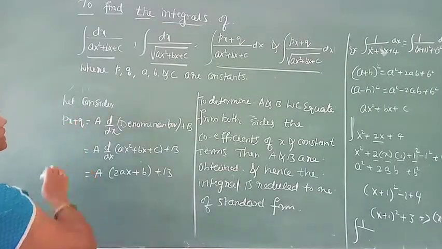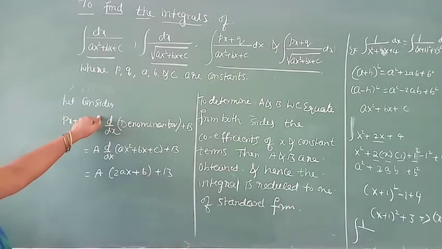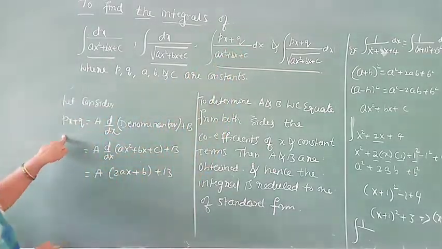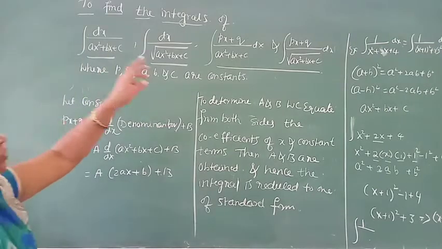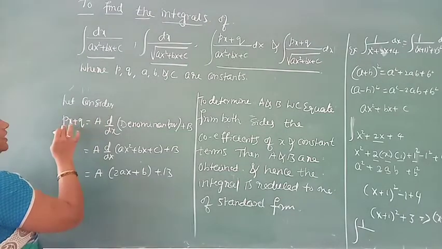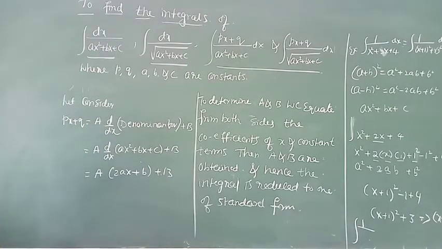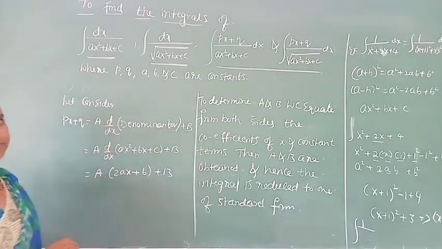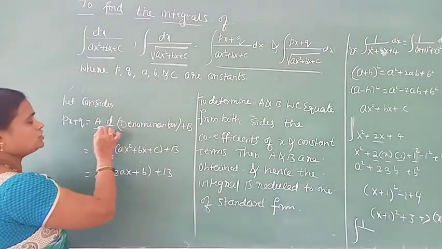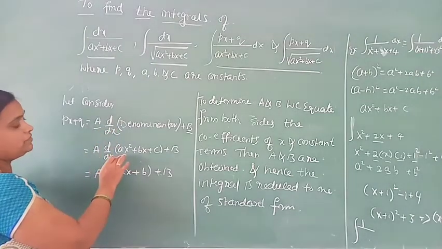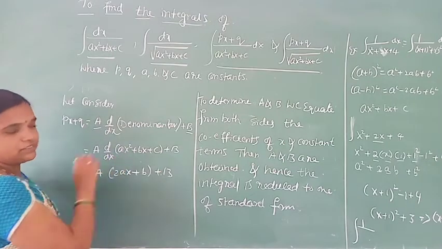Let us consider the numerator px plus q. This is the rule of solving these two types of examples. Let us consider the numerator px plus q as a into d by dx of the denominator plus b, where a and b are constants. That is, we take a into the differentiation of the denominator plus b. The denominator is ax square plus bx plus c.